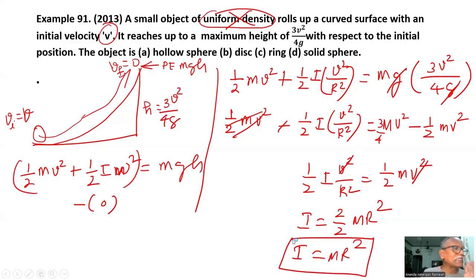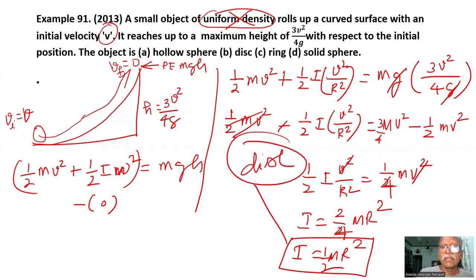3 by 4 minus 1 by 2 means what? 1 by 4. So 1 by 4 is equal to 1 by 2. I equal to 1 by 2 m r square means it is a disk. Therefore, I is 1 by 2 m r square, therefore it is a disk. That's all. Shall I move to next sum?